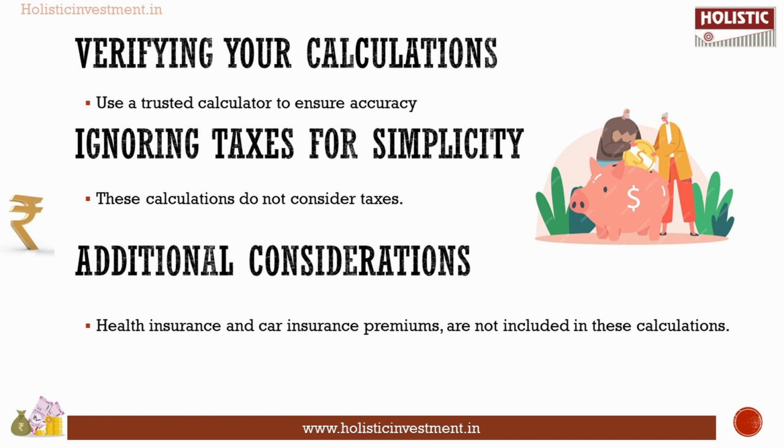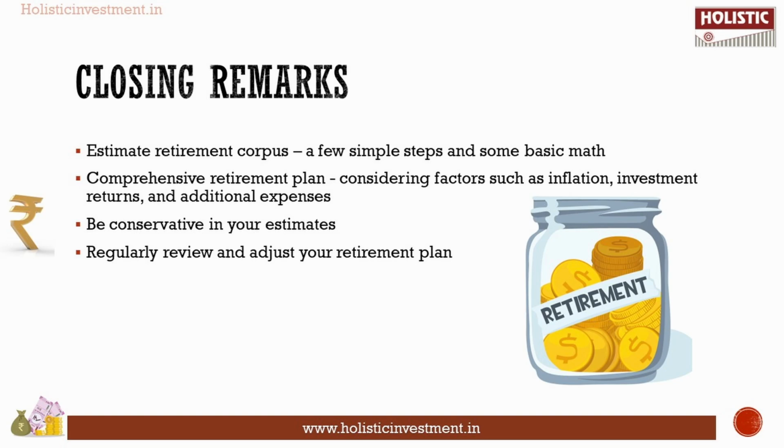Additional considerations. Other expenses such as health insurance and car insurance premiums are not included in these calculations. These can be easily calculated separately and added to your total expenses. By considering different inflation rates and adjusting for taxes and other expenses, you can create a more accurate and personalized retirement plan.